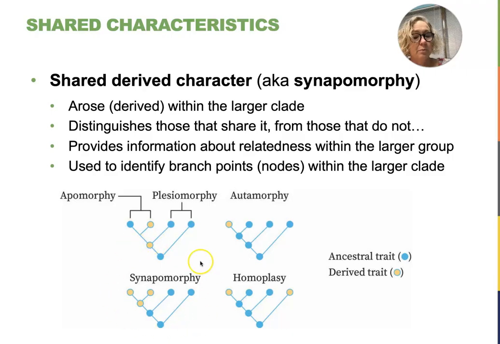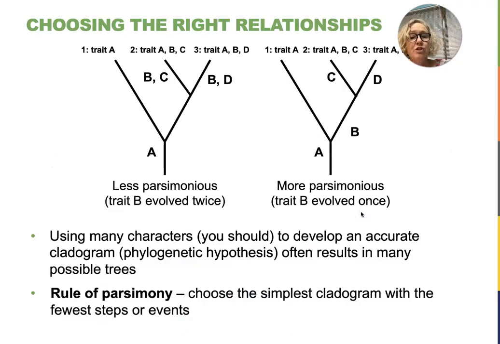So this is what we're looking for. These guys are a derived trait. This is not. These are not. These are not related just because they're next to each other, right? We're looking for this kind of a relationship, okay? Choose the right relationship. This is what we need to do.